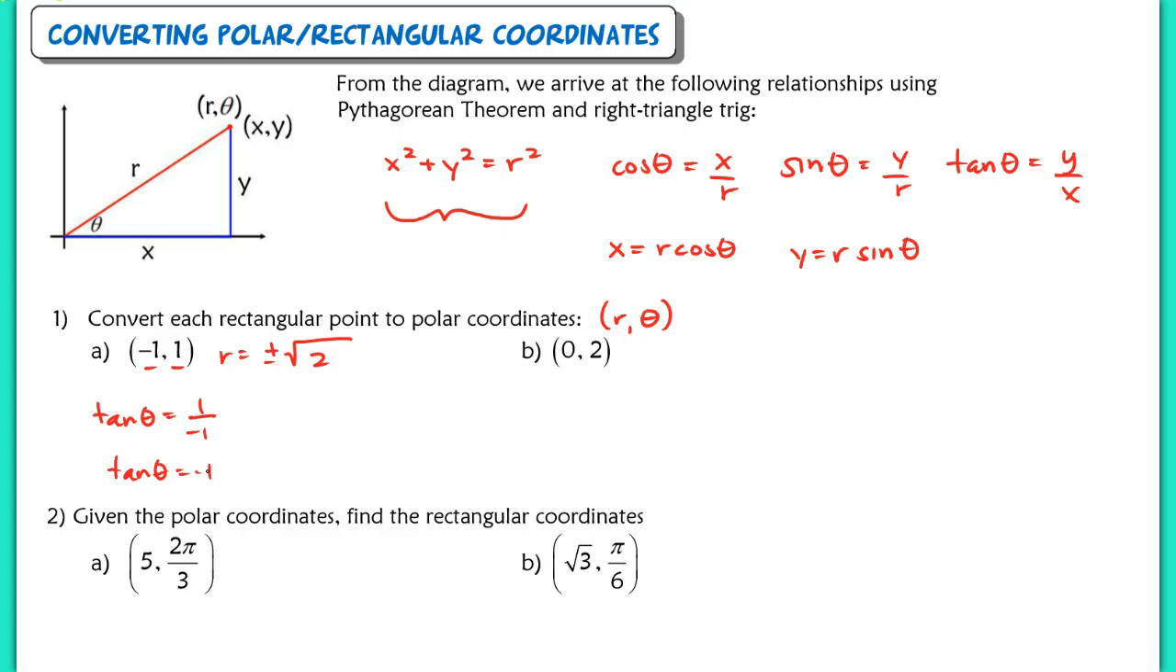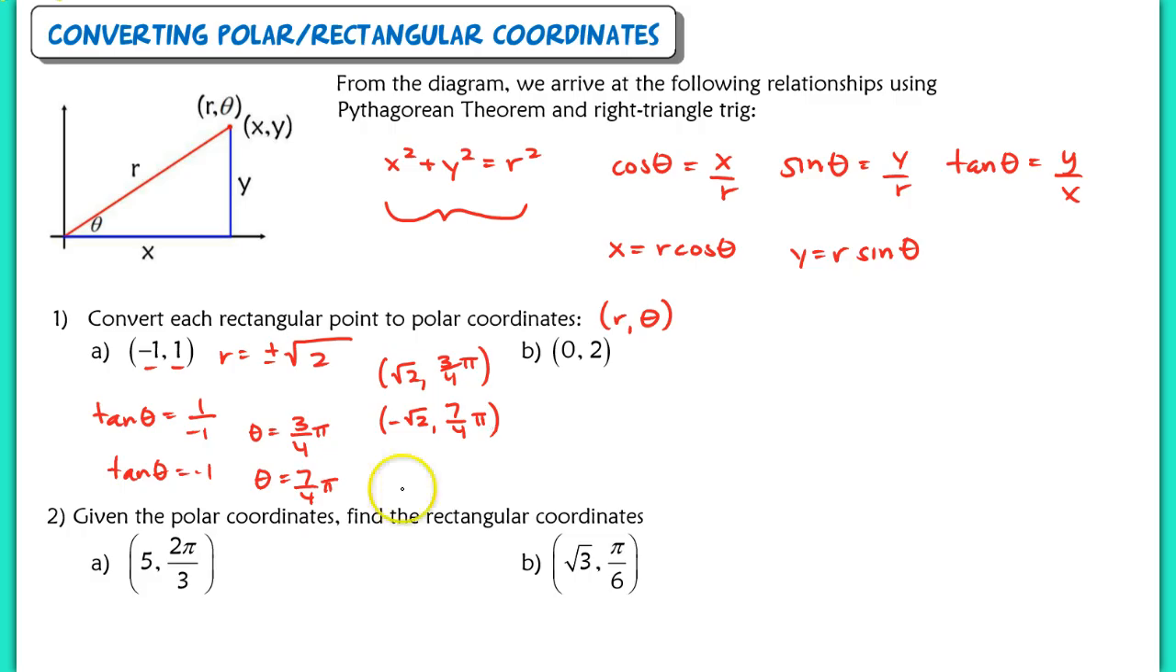Now that happens at two different locations on our unit circle. So theta could equal 3 pi over 4, but it could also equal 7 pi over 4. We have to remember that our (x, y) coordinate lies in the second quadrant, so I can list this two different ways. I can say positive root 2, 3 pi over 4, because that would give me something in the second quadrant, but I could also list that as negative root 2, 7 pi over 4, because that would take me in the opposite direction.